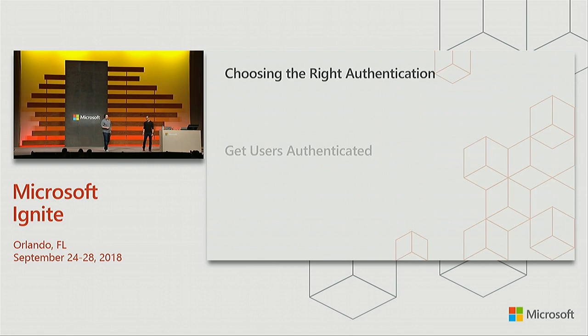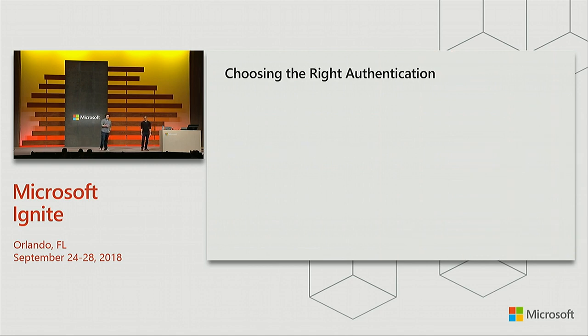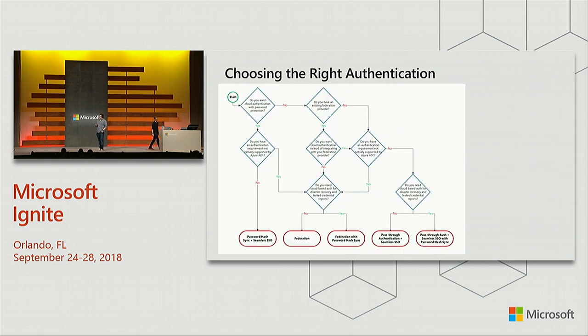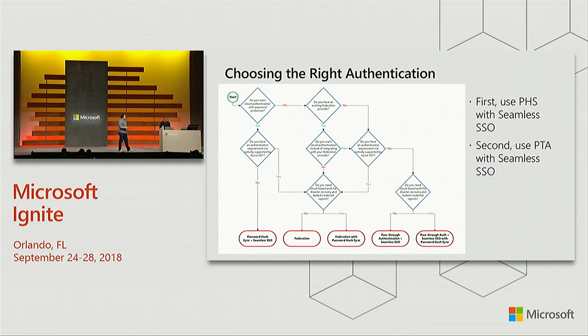So first thing here is get your users authenticated. So first you need to choose the right authentication. And we have this really, really nice flow chart, if you're just getting started, to kind of pick which authentication method you should use. And I'm going to summarize it in just 3 bullet points for you. First, use password hash sync with seamless SSO. If you cannot do that for some reason, I would love to hear why. But then use pass-through authentication with seamless SSO. And then finally, use federation.